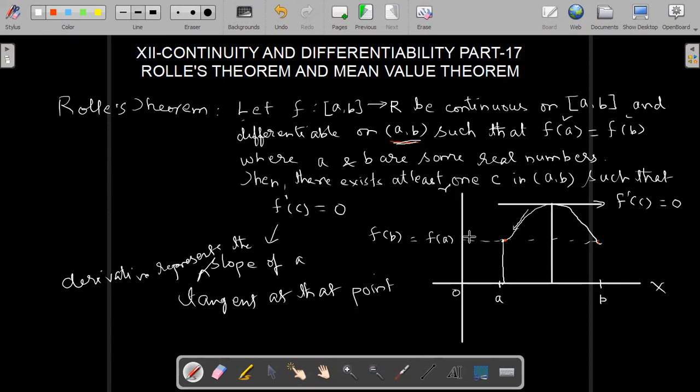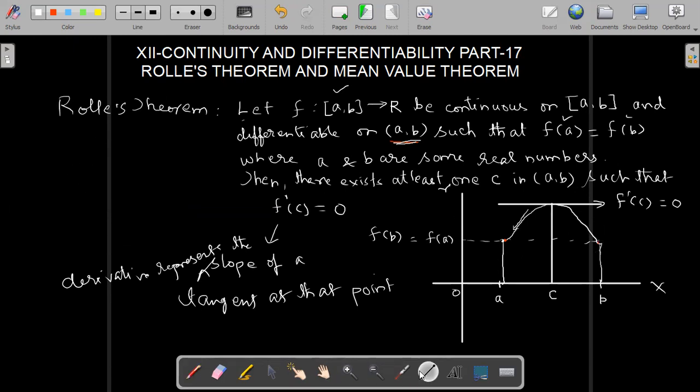That's why it is called differentiable in the open interval, which means a and b are not included. You have seen open and closed intervals: open interval means a and b are not included, closed interval means a and b both are included. So this is the point c. We have seen if it is increasing.